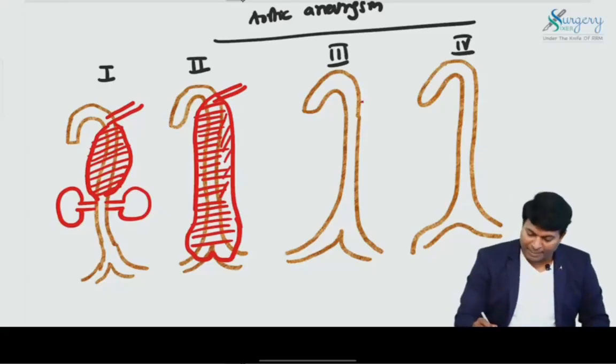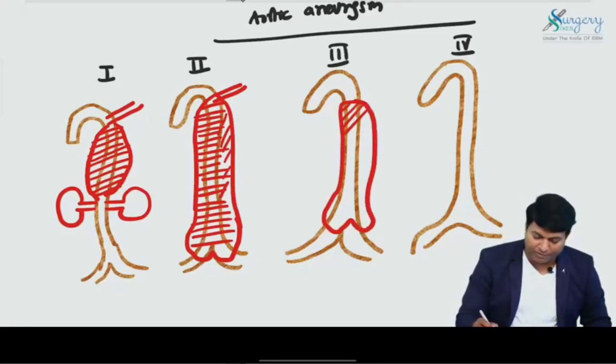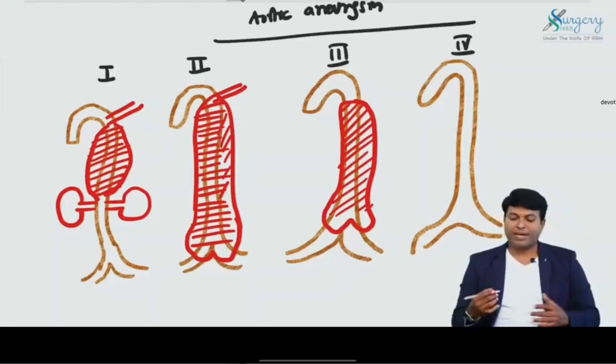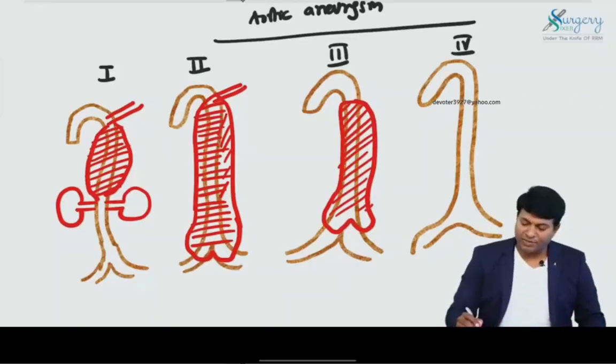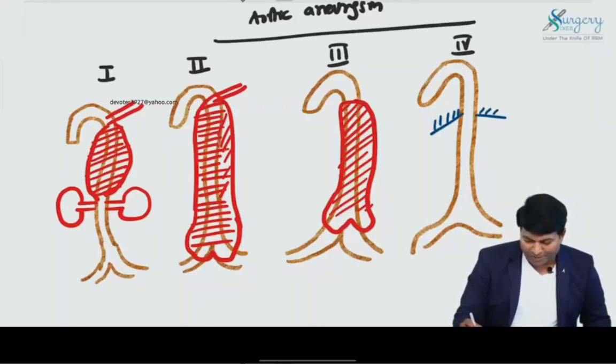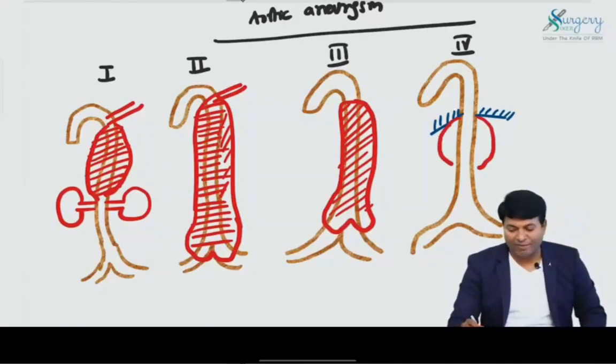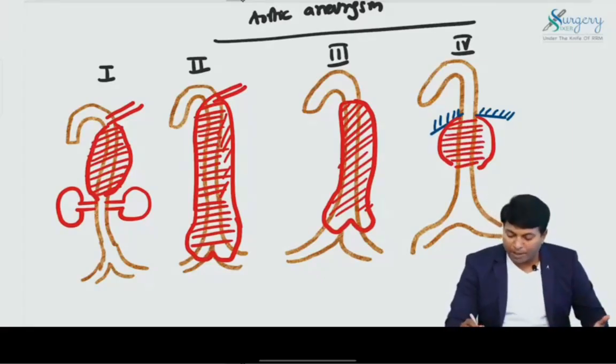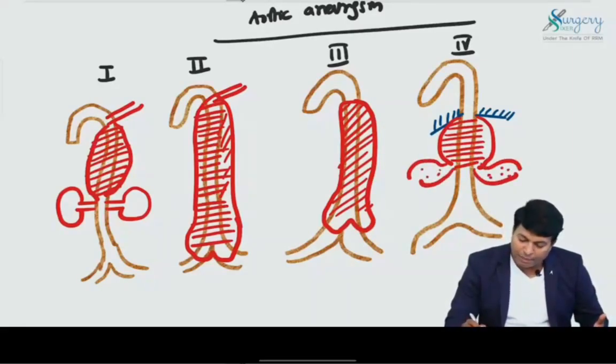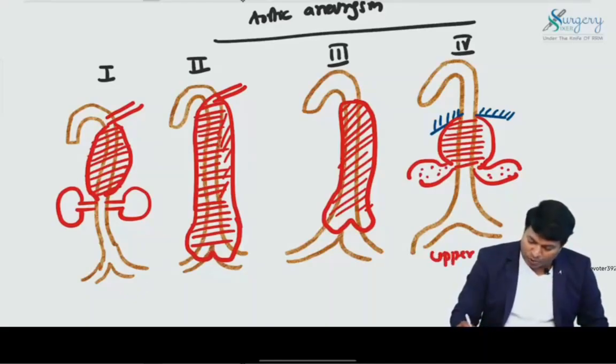Type 3 is from the mid descending aorta to the bifurcation, not from the left subclavian artery. Type 4 is not present in the thorax, though I am discussing thoraco-abdominal aneurysms. Please remember, it involves the suprarenal aorta, and it may or may not involve the renal artery. So it is an upper abdominal aortic aneurysm.